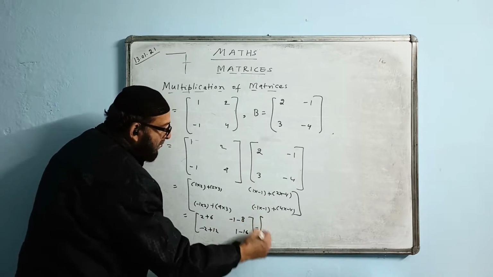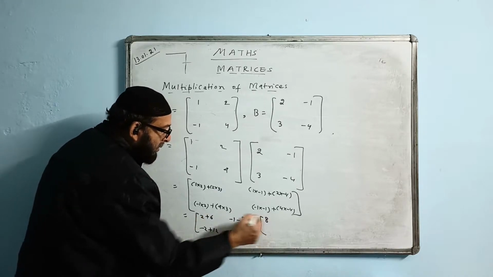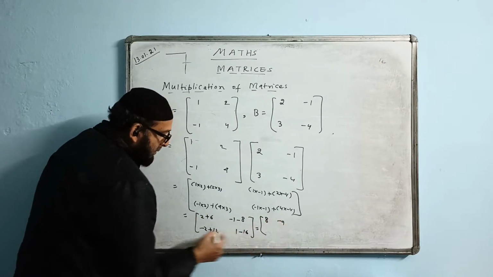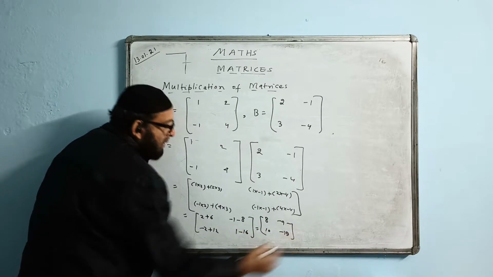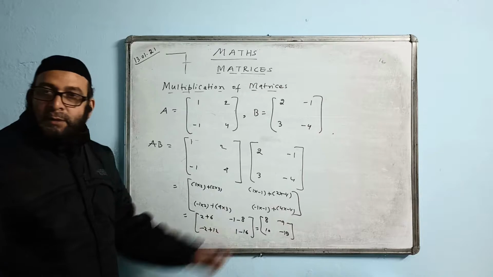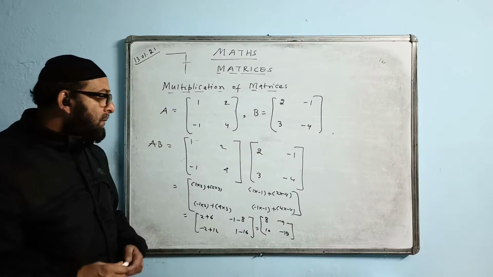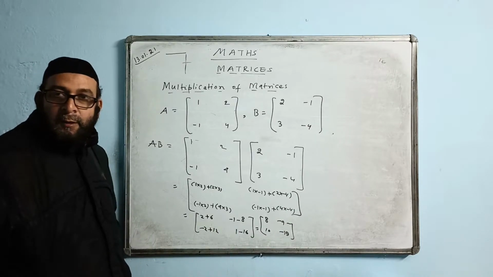Now here we put an equal sign and simplify. 2 plus 6 becomes 8. This is becoming minus 9. This is becoming 10. This is becoming minus 15. So this is the answer. Understood or not?